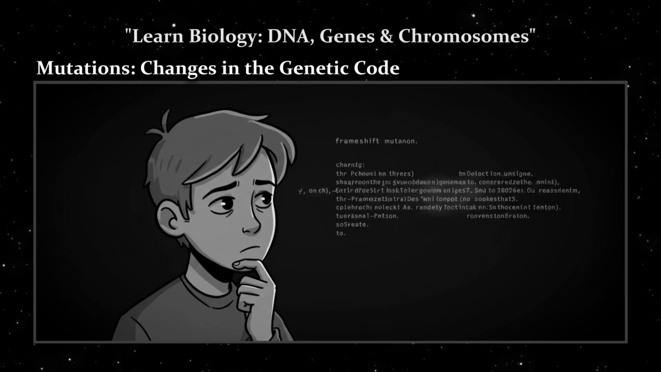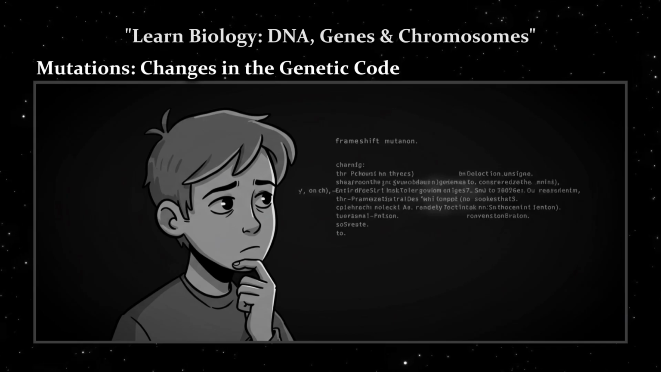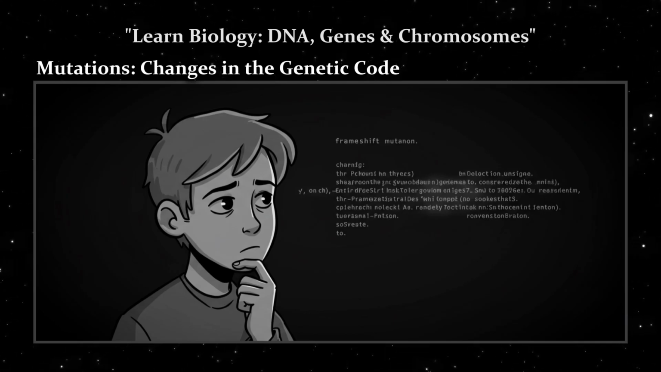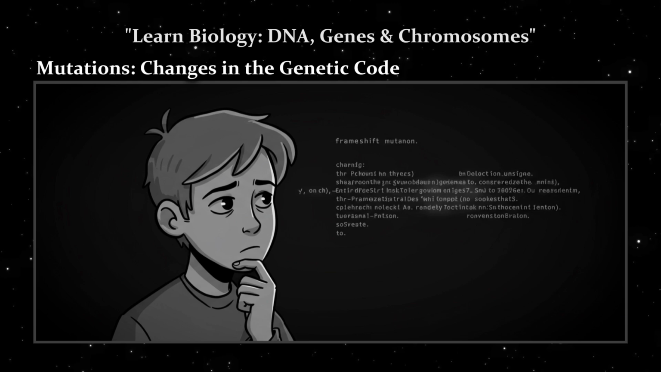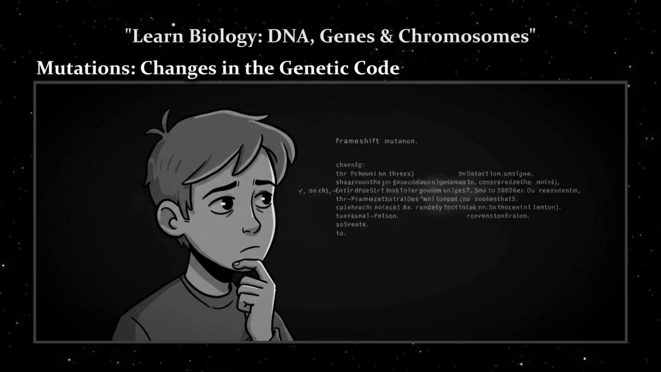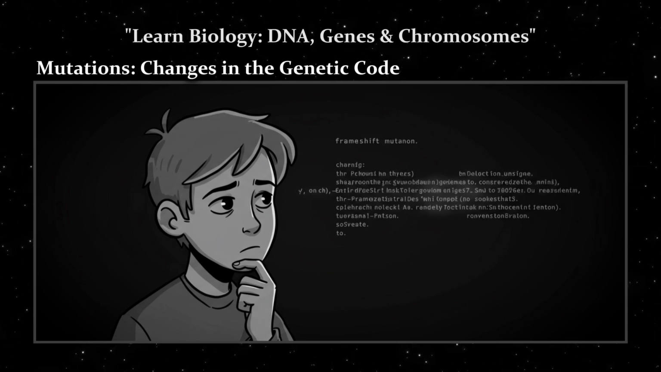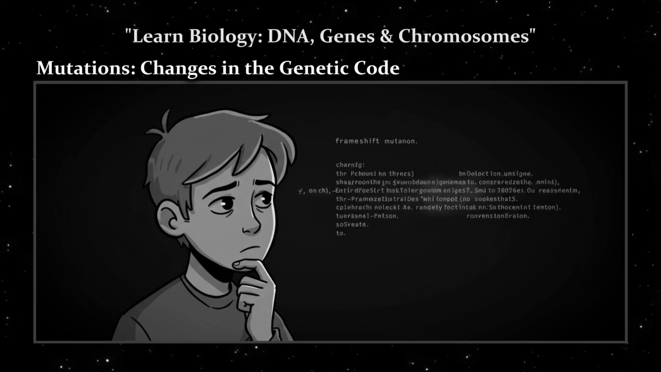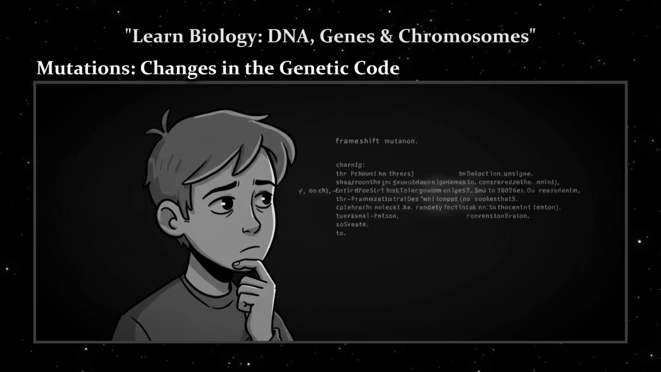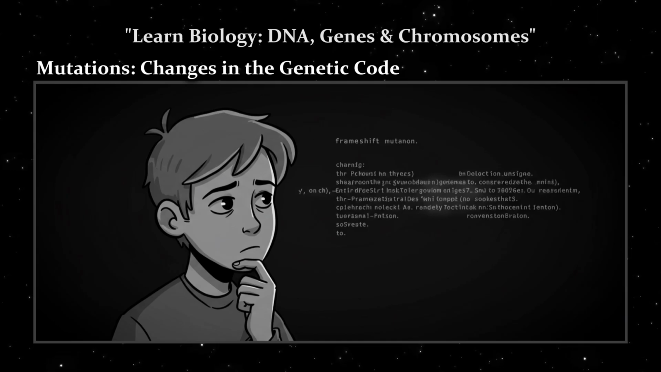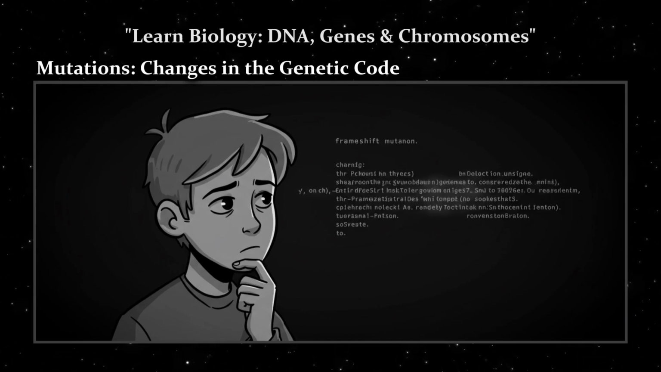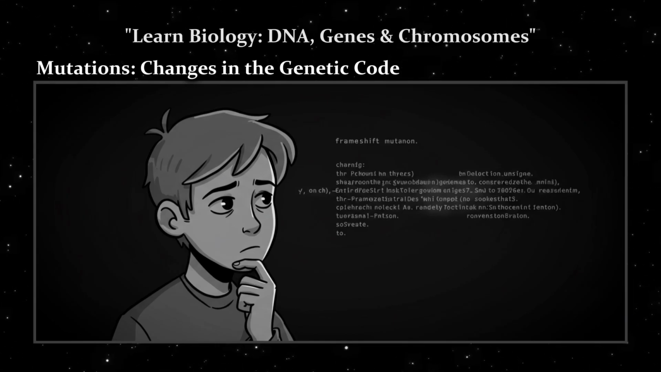The most severe substitution is a nonsense mutation. This is when the codon is changed from one that codes for an amino acid, like UGC for cysteine, to one of the three stop codons, like UGA. This is a devastating error. It prematurely terminates translation. The ribosome stops in the middle of the recipe, releasing a short, unfinished, and completely non-functional protein fragment.